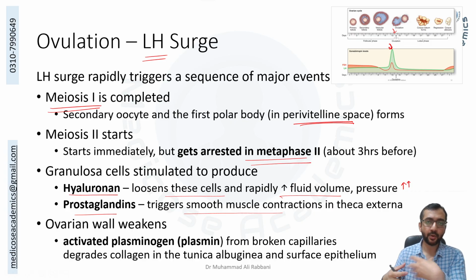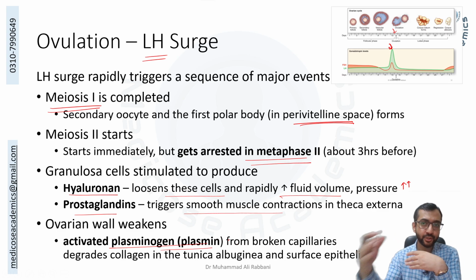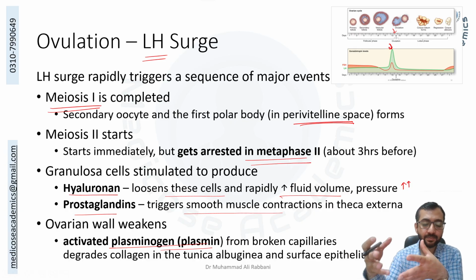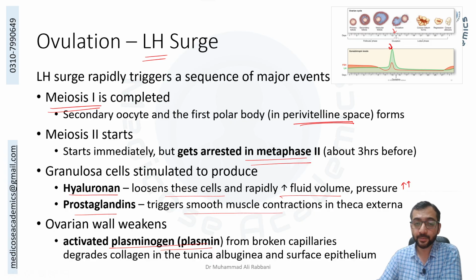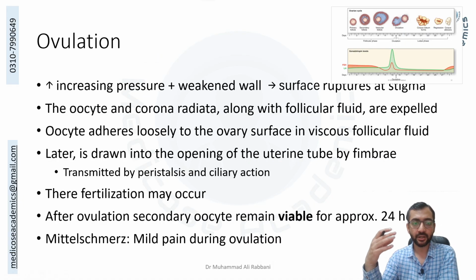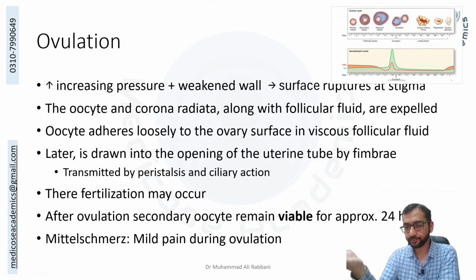If you increase pressure beyond that point, there is going to be rupture, and the ovarian wall is weakened too. Activated plasminogen is released from the broken capillaries as the pressure is pushed against the ovarian wall. The surface of the ovary, the stigma point, is weakened, and this active plasmin degrades collagen; the tunica albuginea and surface epithelium are affected. So you have a weak ovarian wall, high pressure in the follicle, and all of this generated high pressure, weakened wall, the surface ruptures at the point of stigma.